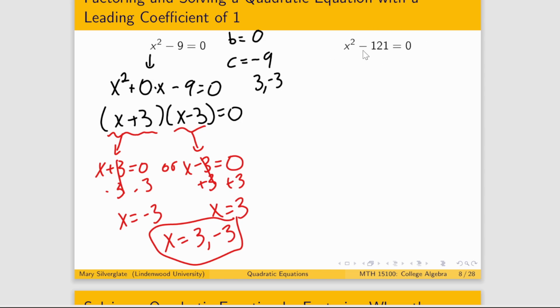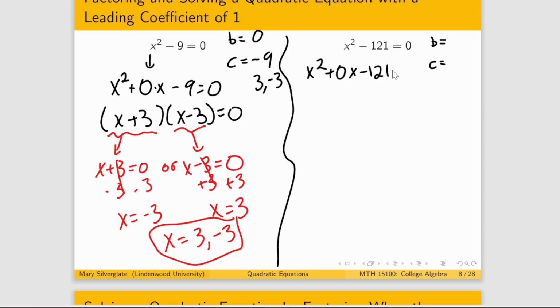Go ahead and try this next one yourself, thinking about how this is just a special case of what we've already been looking at. Welcome back. Let's go ahead and identify our b and c here. So we can rewrite this one as really x squared plus no x's minus 121 is equal to 0. That means b is 0, c is negative 121. What multiplies to negative 121 and adds to 0? That would be negative 11 and positive 11.